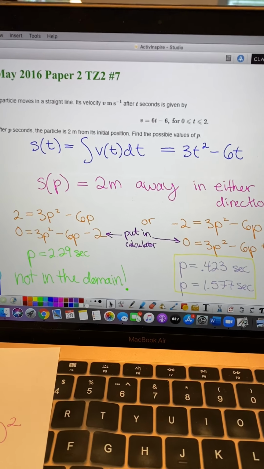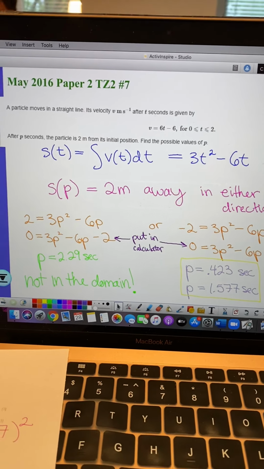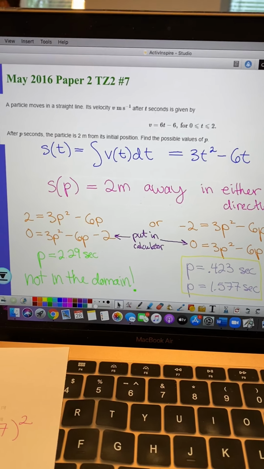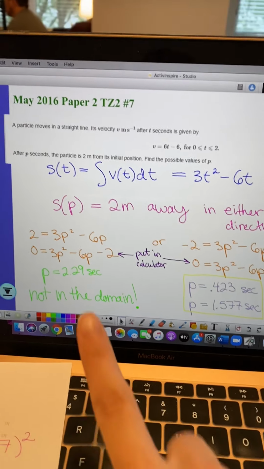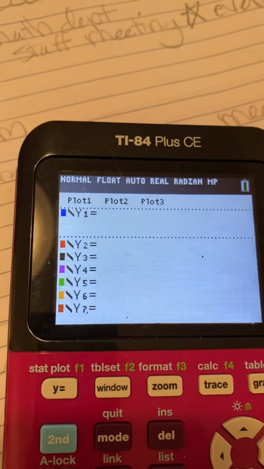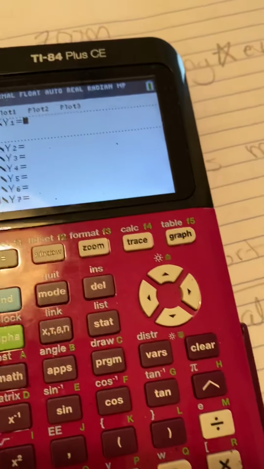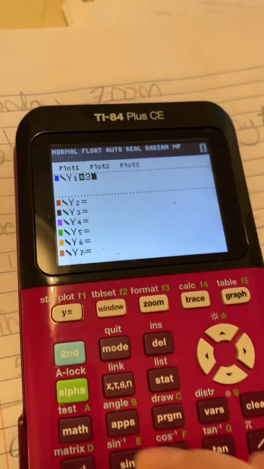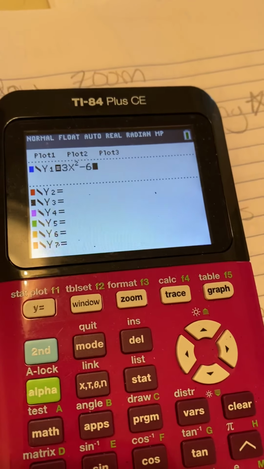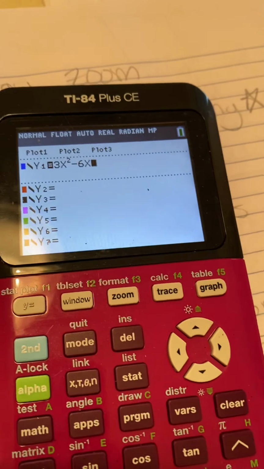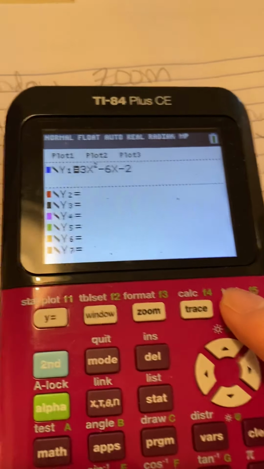Okay, so I'm gonna go over putting problem set A, number 7 into the calculator. You can see I ended up with 2 different versions here. So I'm gonna come over here and in y equals, we're gonna put in the first version: 3x squared minus 6x minus 2, and we're gonna go graph.